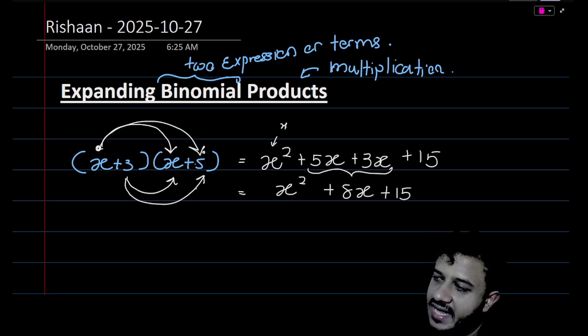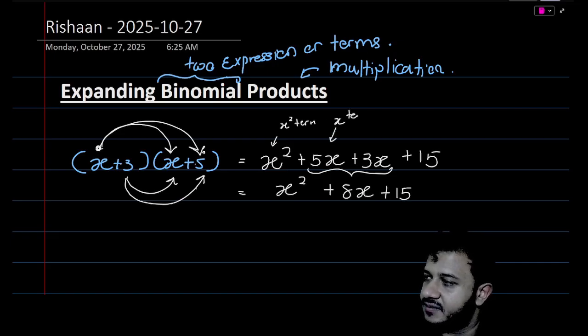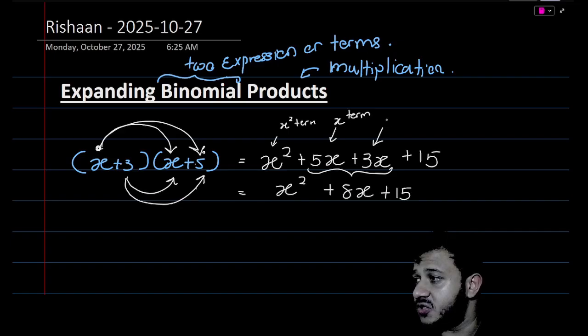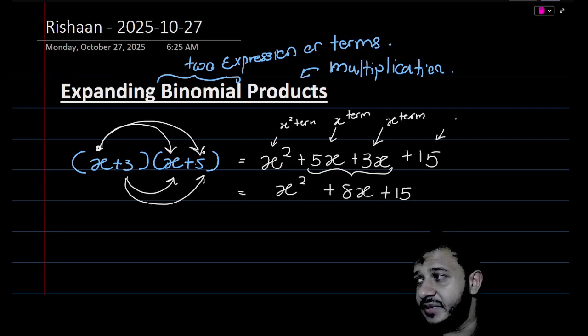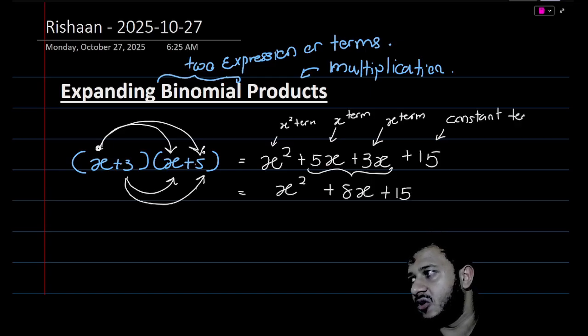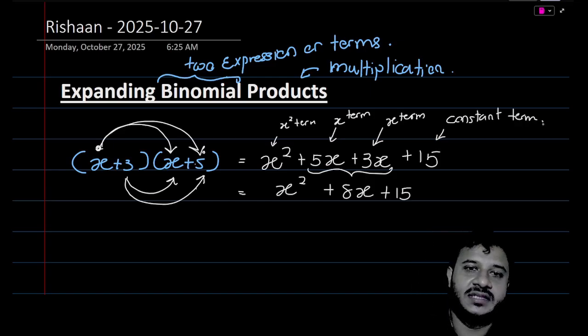Why did I do it like that? Because this is called an x squared term. This is an x term, the English letter is x. This is also an x term. They are like terms. That's why we put these two together. Can you see? This is an x term, this is an x term. This is totally different, that's an x squared term. And just a number means what? It's a constant term. That's totally different. Does that make sense? So the two x terms got together. The x squared term is different. The constant term is different. Got the idea?